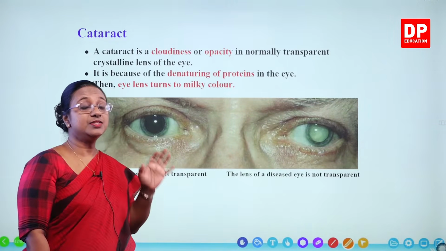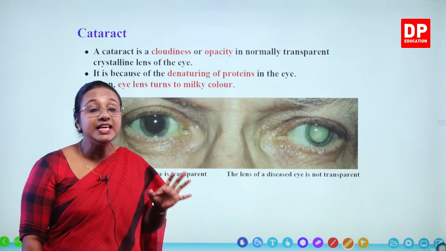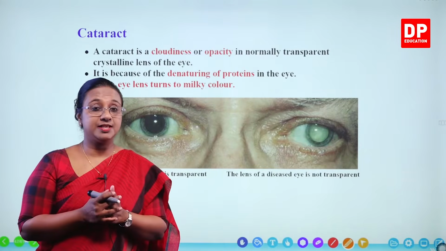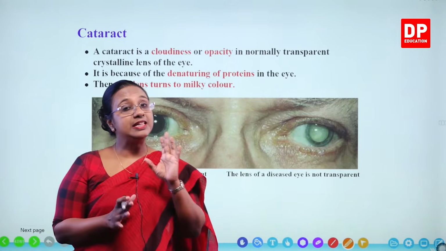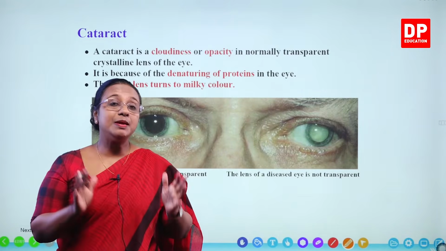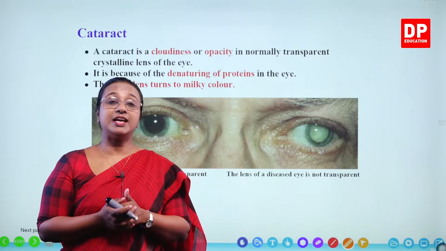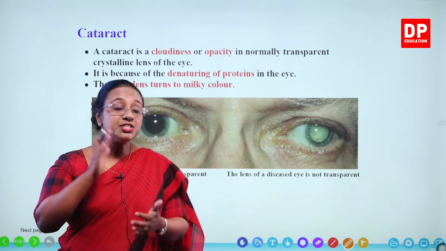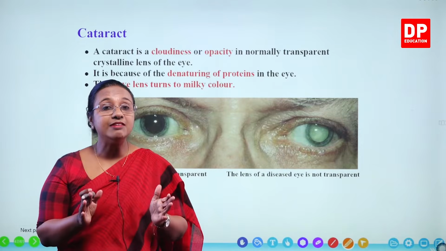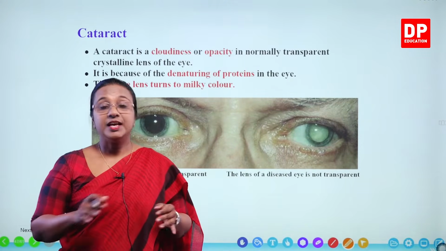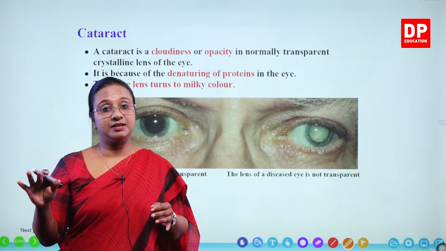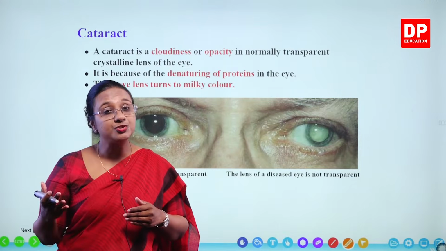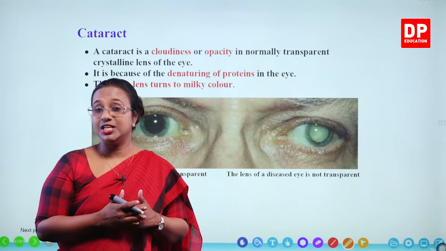Now, this happens due to a process called denaturing of proteins. Our eye lenses are made up of proteins. Now, think of this. You have seen eggs at home. You all have seen people frying eggs. Maybe you would have also fried eggs. In the egg, we have the egg white. As you break the egg, is the egg white white in color? No, it's usually transparent. That is protein. But when you fry it, what happens to the egg white? It becomes whitish in color.